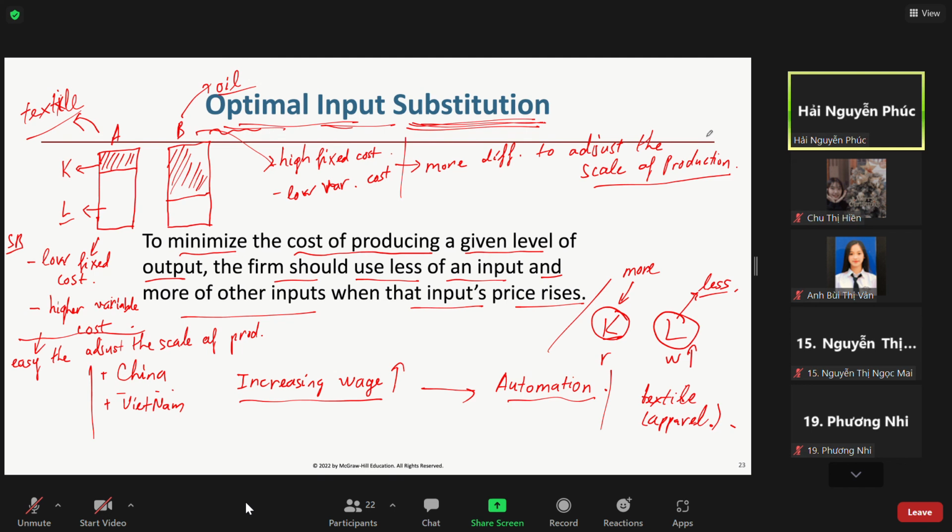hay người ta gọi là capital intensive industry, thì chi phí cố định là lớn này, chi phí biến đổi là thấp này. Do vậy những doanh nghiệp trong ngành này sẽ gặp nhiều khó khăn trong việc thay đổi quy mô hoặc hoạt động sản xuất. Đây thầy lấy ví dụ nhé.